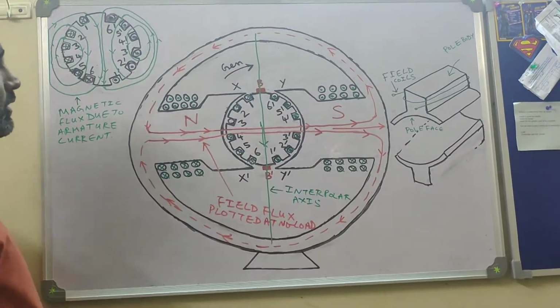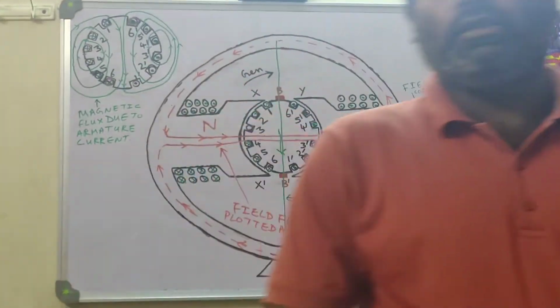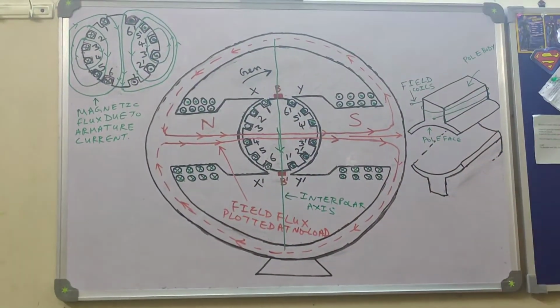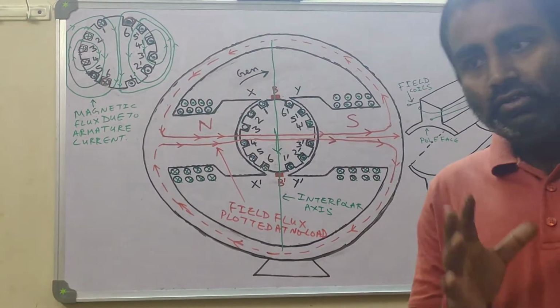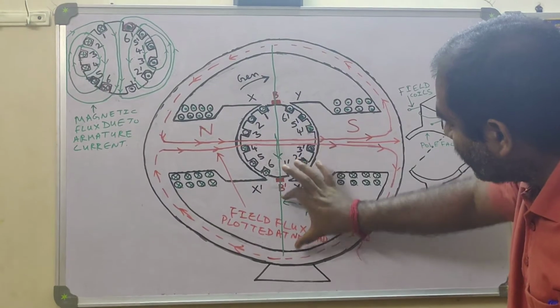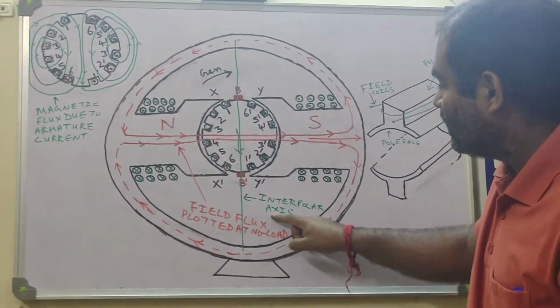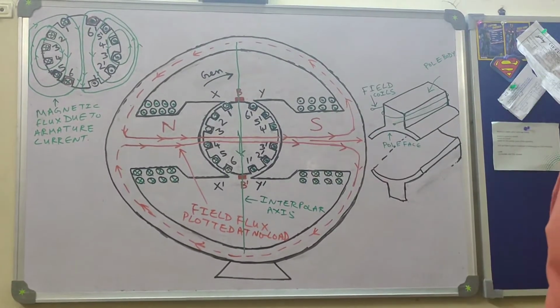Please remember these terms, because while explaining, this terminology will be used. So please make yourself acquainted and well familiar with these terms. You see, along this axis the air gap is maximum. This is termed the interpolar axis. It is also sometimes known as the geometric neutral axis.